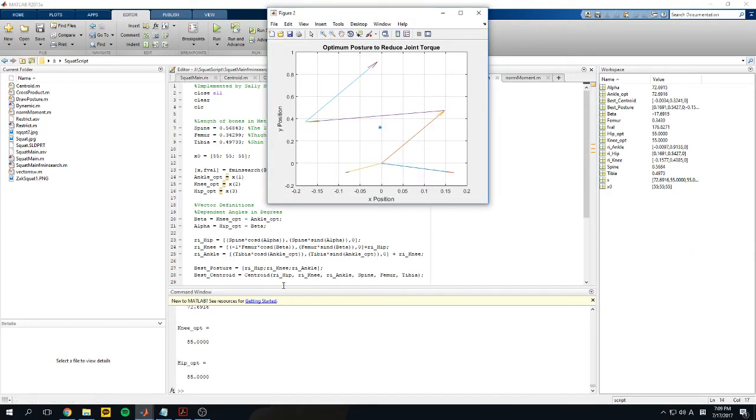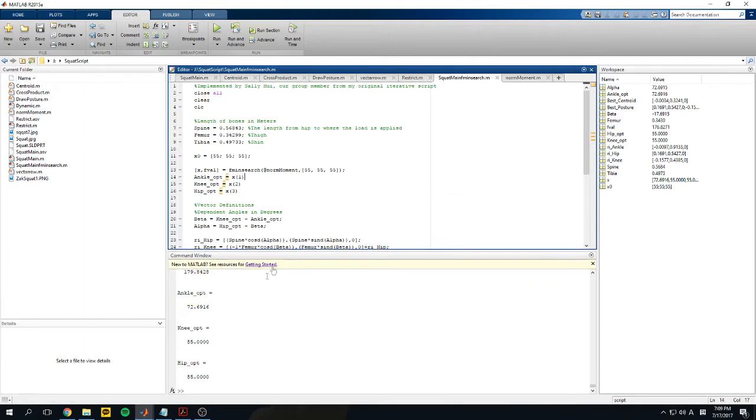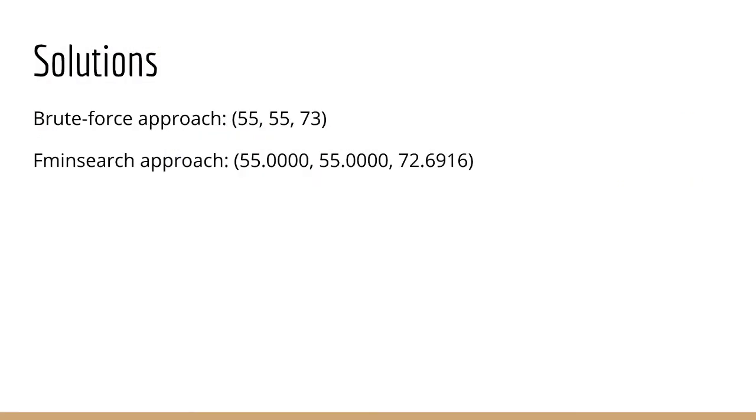As you can see, the angles it gives are 55, 55, and 72.6916. As the for loops iterated through the angles by an increment of 1 degree at a time, the maximum accuracy it can achieve is within 1 degree. We can see that the brute force approach with the 3 for loops and fminsearch's solutions are within 1 degree of each other.